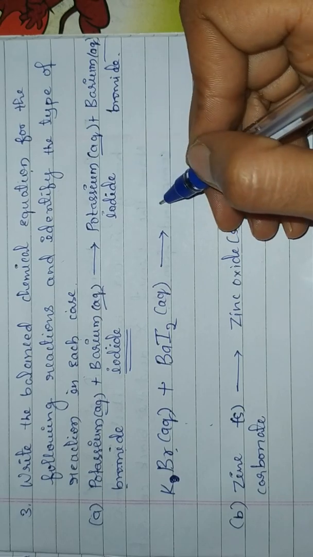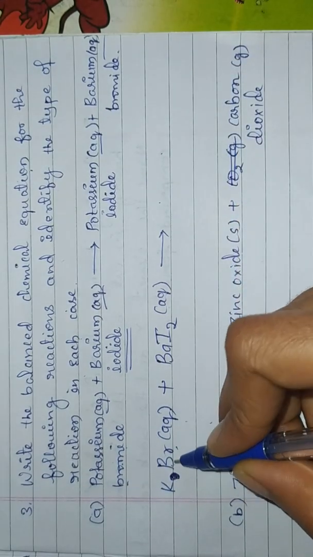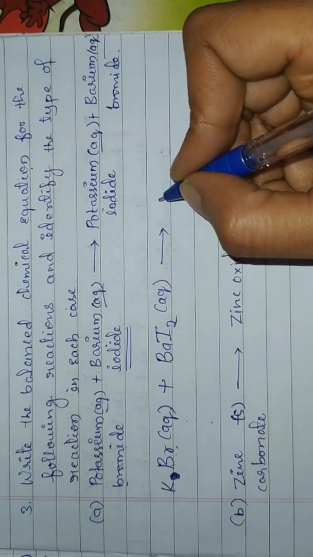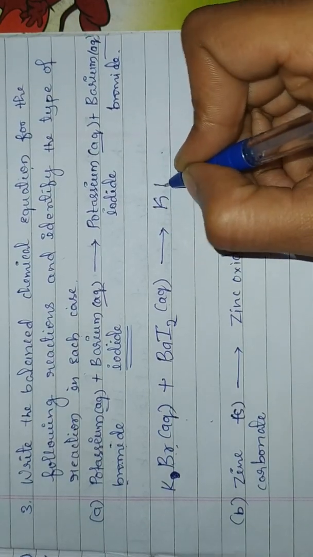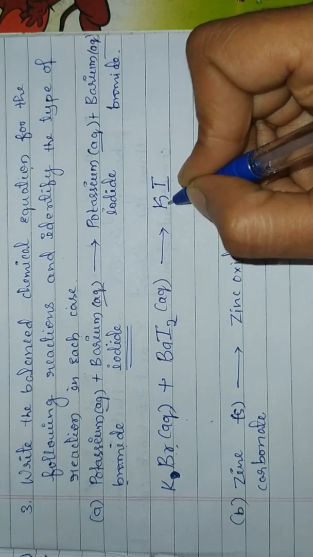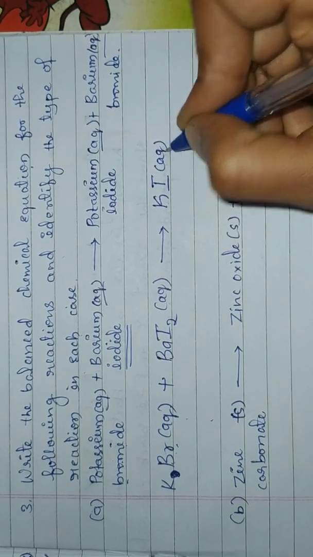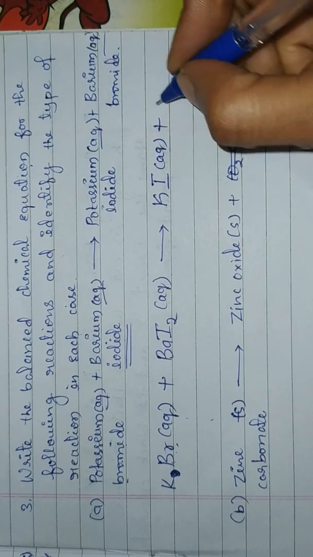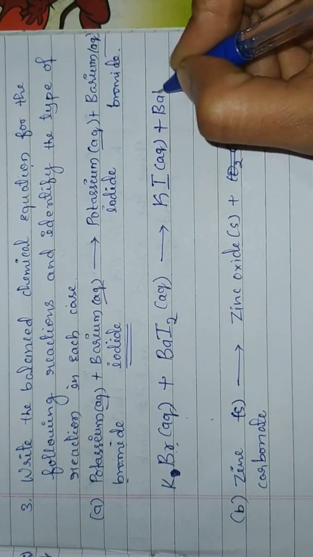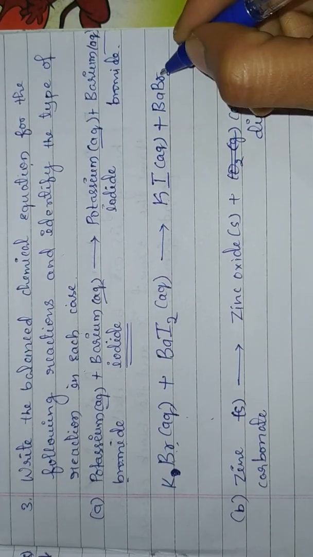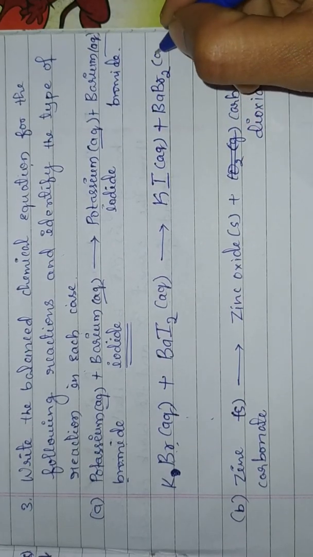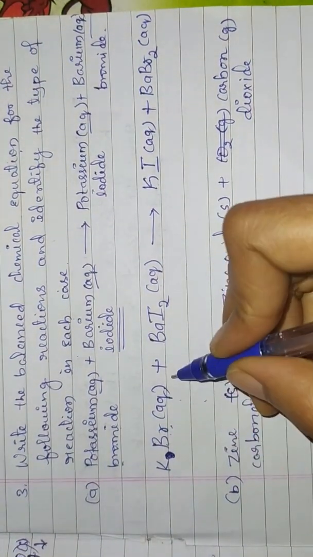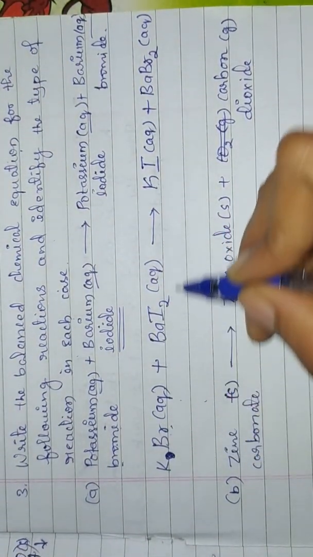Next, we'll see potassium iodide. Potassium iodide is formed when potassium bromide reacts with barium iodide. The chemical formula of potassium iodide is KI. It is an aqueous solution. Along with this, barium bromide is formed. BaBr2 is the chemical formula of barium bromide. It is an aqueous solution. So now we will balance this chemical equation.